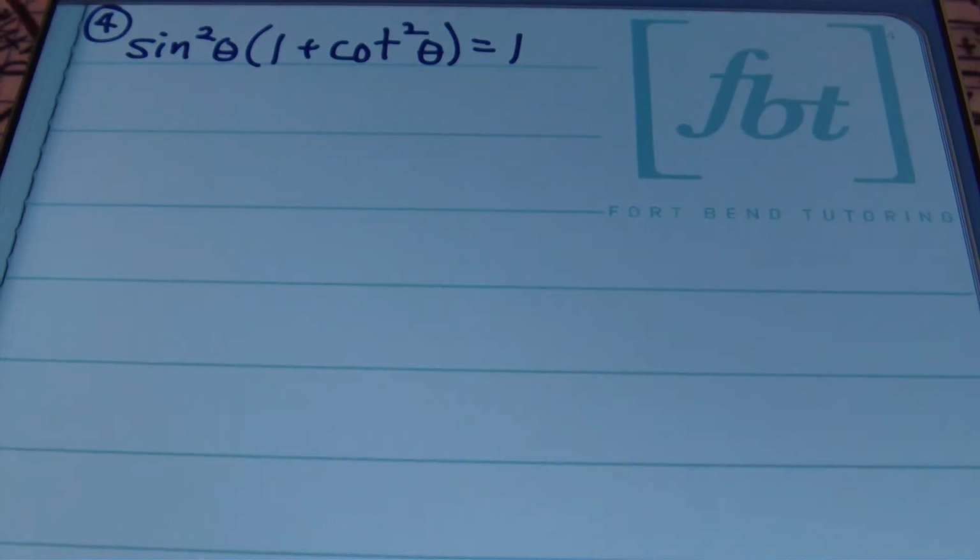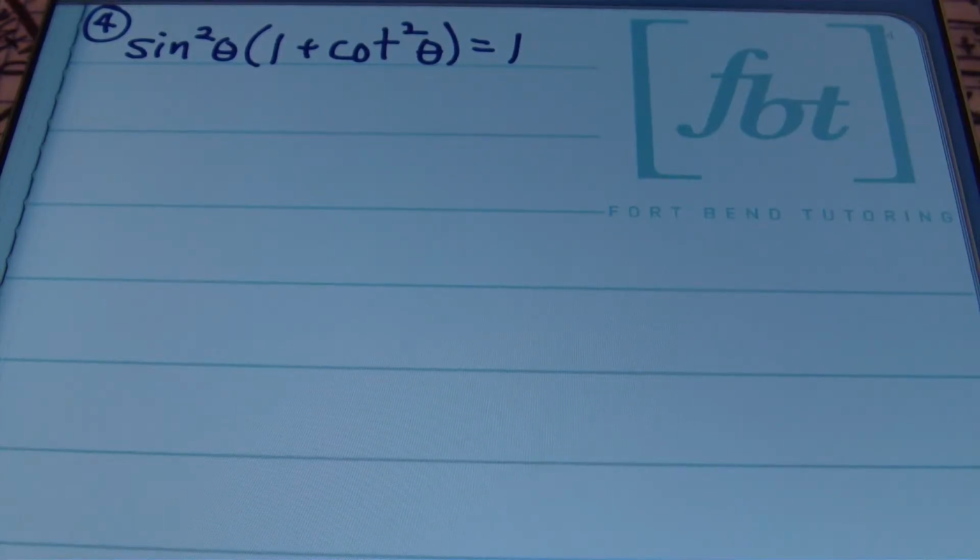Problem number 4. We have sine squared theta times 1 plus cotangent squared theta equals 1. Once again, I'll be working the left side and making it equal to the right side. Not that I have to, it's because I choose to. Generally, these problems are already designed for you to work the left side to make it equal to the right side. There are exceptions, of course. But the problems I'll be showing you in this series will have the left side being made into the right side. But just know that you have that flexibility. You have a choice, but I'm doing it this way.